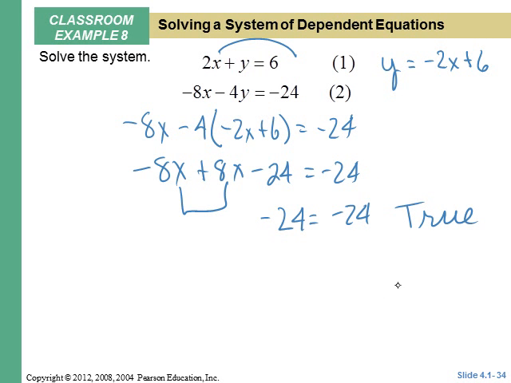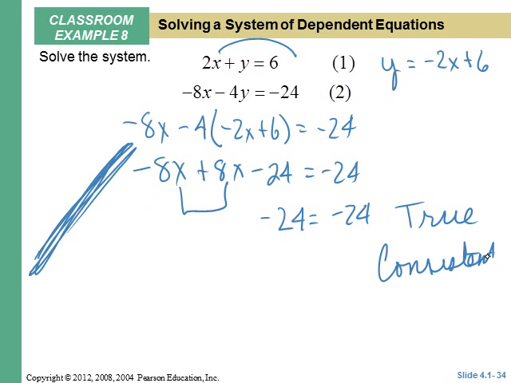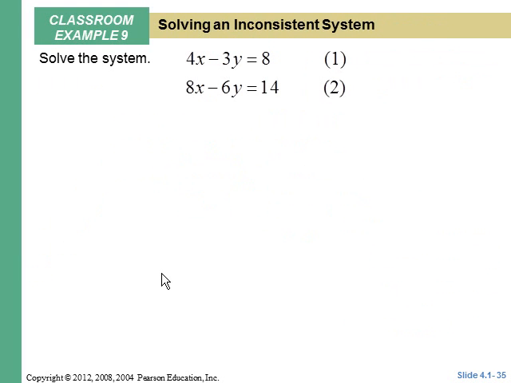When you get a statement like this, you've got the same equation written two different ways, which makes it consistent, and they are the same equation, so they are dependent. And so we would say there are a number of solutions. Next one.